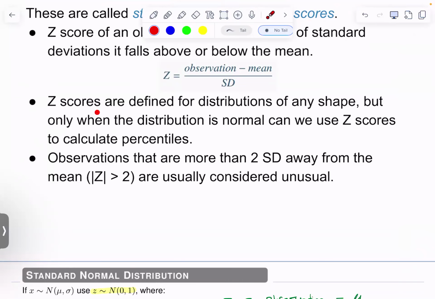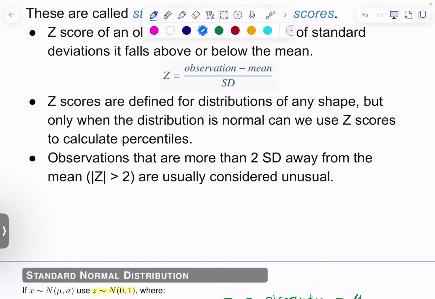Going back to the previous slide, which I kind of left in the dust, z-scores are defined for distributions of any shape. So you're allowed to calculate standardized scores, z-scores, for any shape distribution. Okay? But only if it's normal can we use the z-scores to calculate percentiles. Now remember, the 3 P's all mean the same thing still. Right, percentages are probabilities, which are proportions, right?